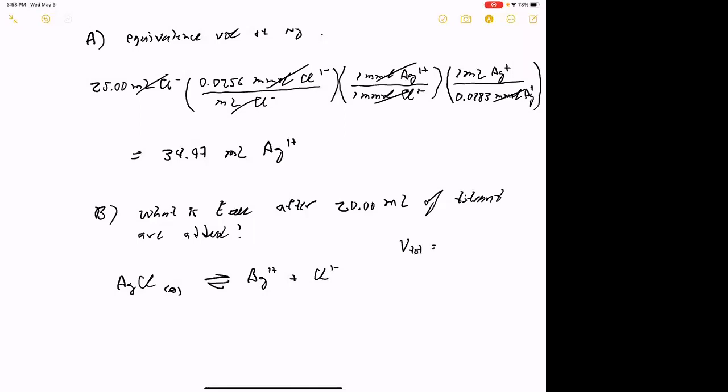And there's multiple ways I could have worked this problem. I could have gone right to moles if I wanted to, but I just want to check my Q versus K first. So what's my V total? 45 milliliters. 45 mils, good.